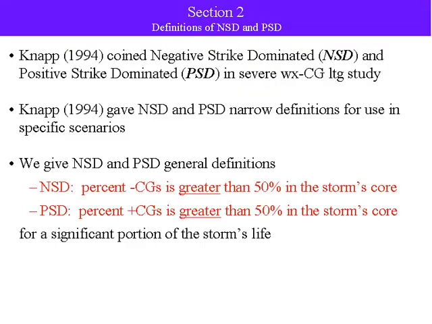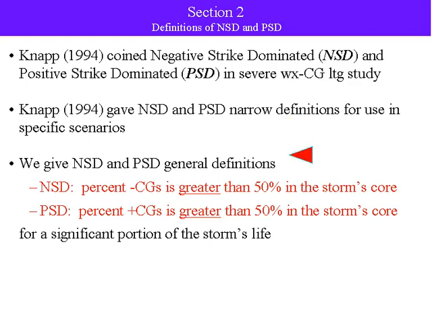Knapp in '94 coined the terms negative strike dominated, or NSD, and positive strike dominated, or PSD, in a severe weather CG lightning study. He gave NSD and PSD fairly narrow definitions for use in specific scenarios. We, on the other hand, are going to offer more general definitions.